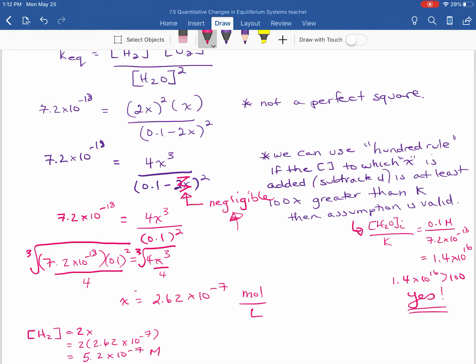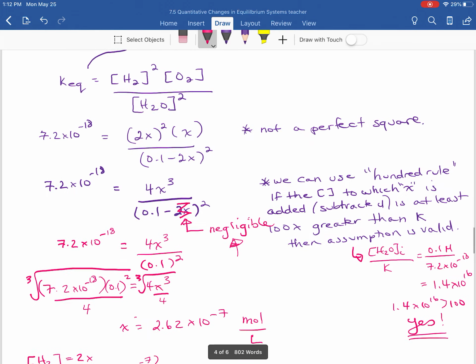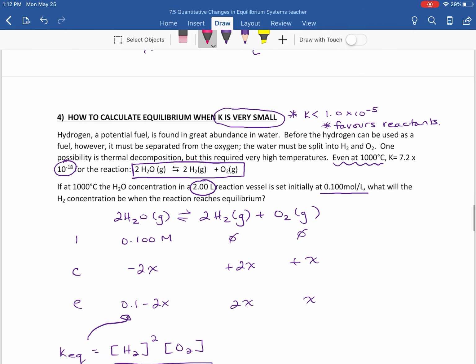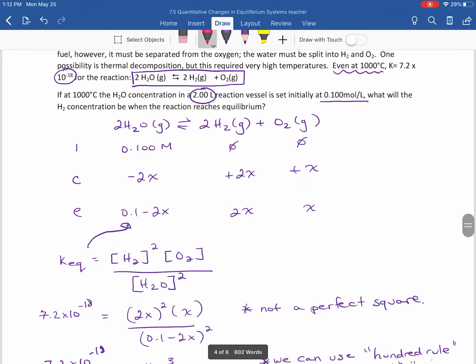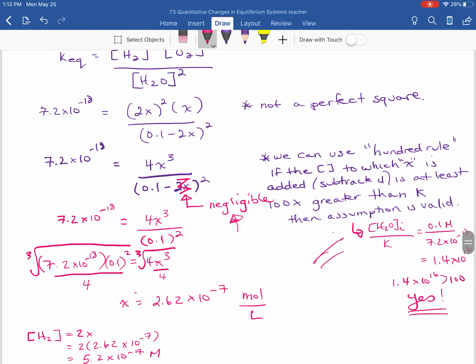All right, we love the small K. I oftentimes say, as long as that K is smaller than 1.0 times 10 to the negative 5, the assumption will hold. But when you do this, you have to prove it, so you have to do this 100 rule just to prove it. But pretty much all of the time, if you see a super small one, you're going to be making that value negligible. So I just want to rehash it one more time.